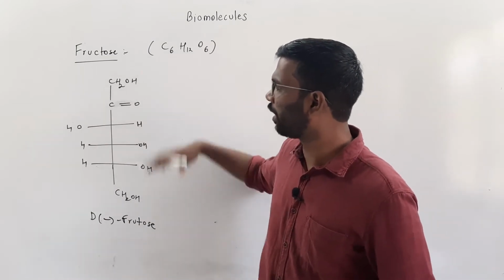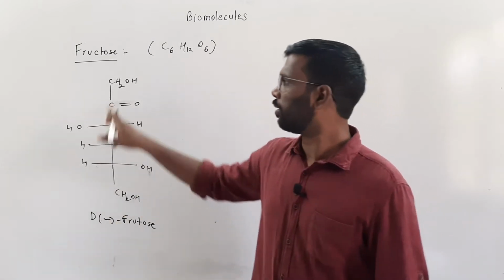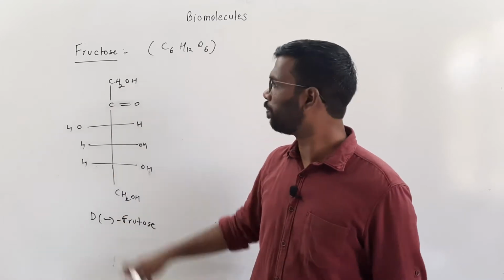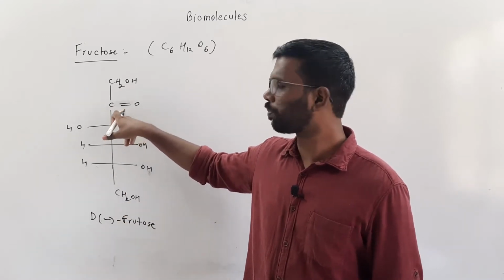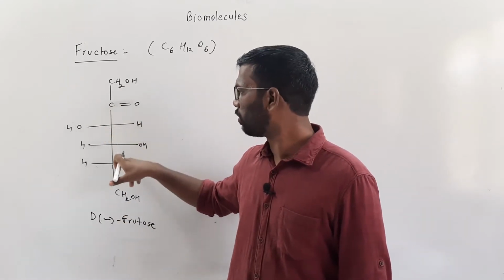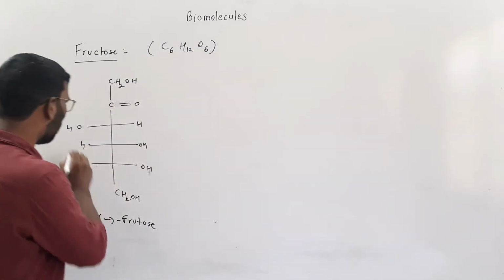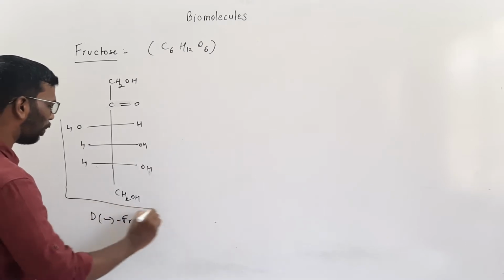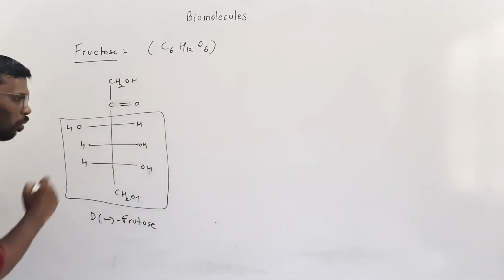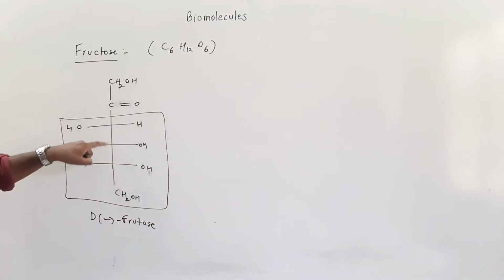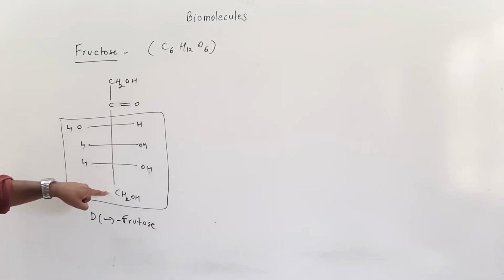Both the sides, both the ends, you have to write the CH2OH, CH2OH group. Then there is a ketone group. And then the rest part is the below part. If you compare, this part is the same as that of glucose, meaning carbons 3, 4, 5 and 6.